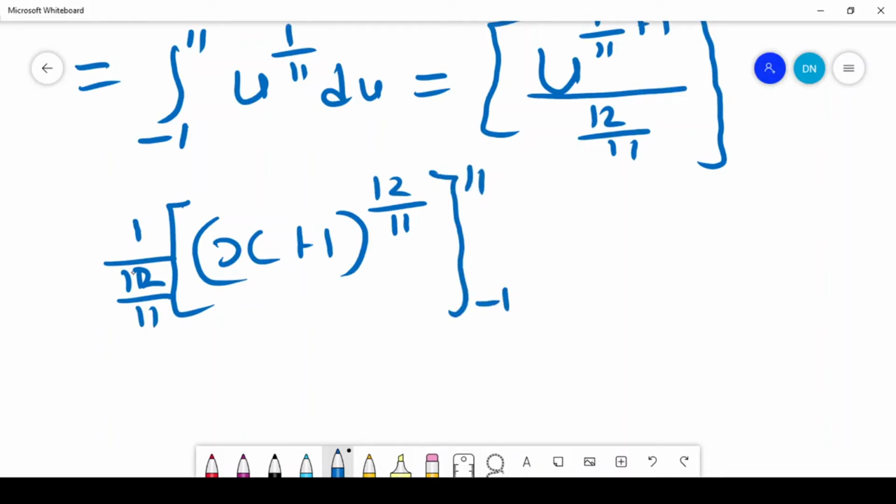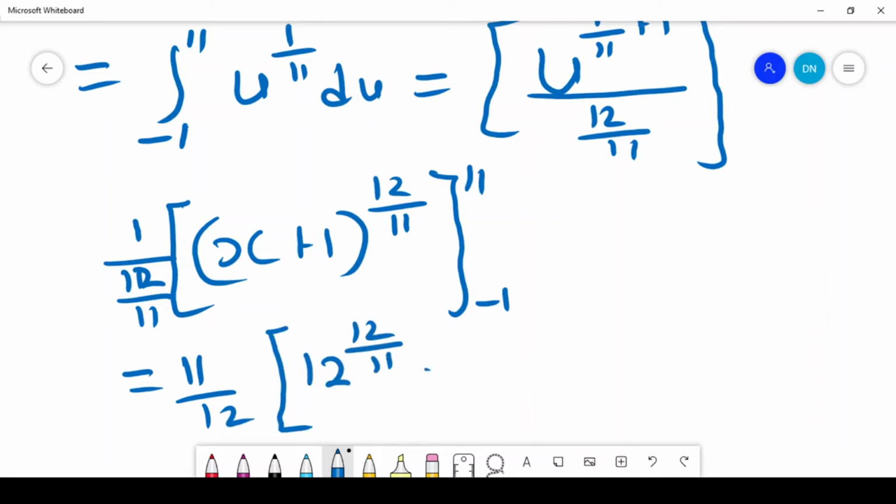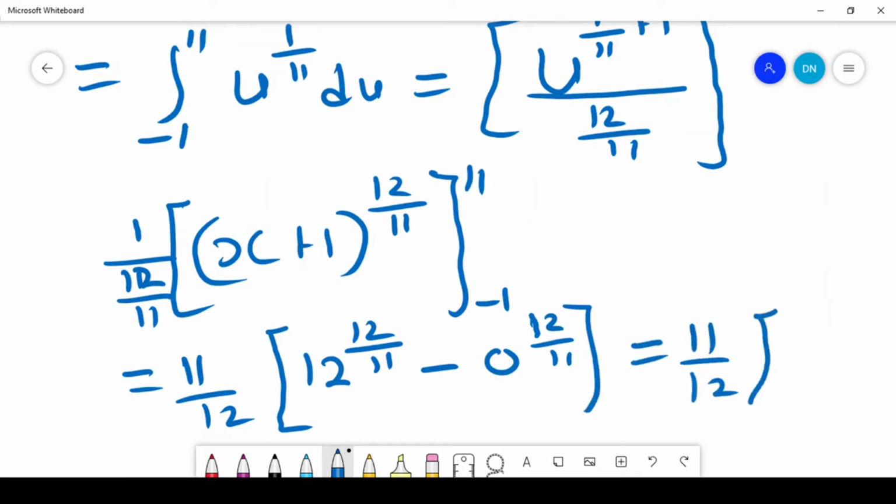And so this will be affected. This will be 11 over 12, times 12 raised to the power 12 over 11, minus negative 1 plus 1, which is 0, raised to the power 12 over 11. So the answer will be 11 over 12 times 12 raised to the power 12 over 11.